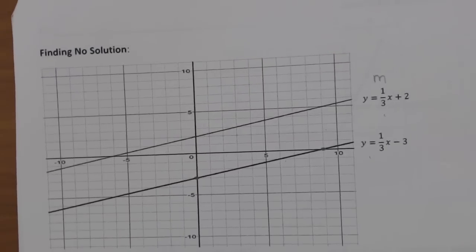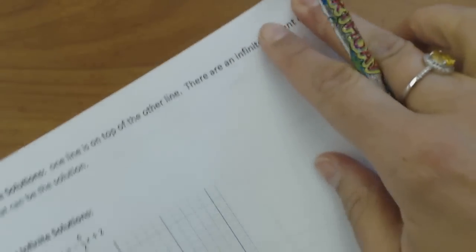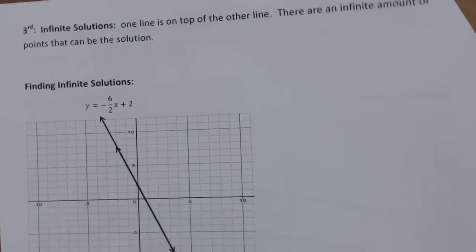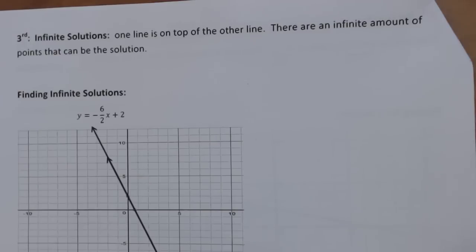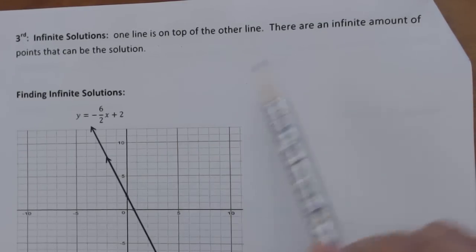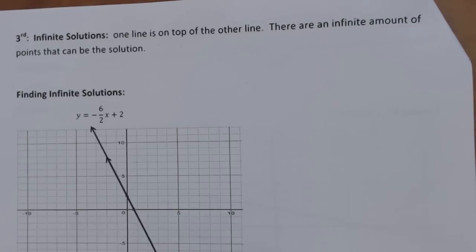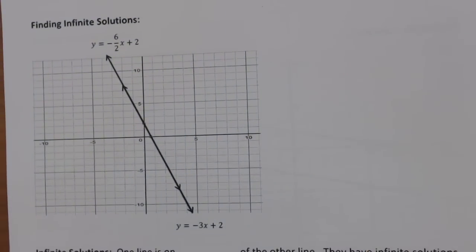Again, you can pause and review that. I'm going on to the third type. Flipping my paper over. The third type of solution. This is where you have infinite solutions. It says one line is on top of the other. There are an infinite amount of points that can be the solution. Let's look to see what that looks like.